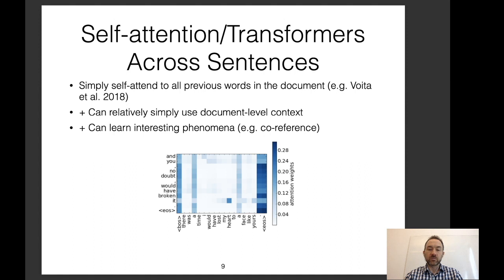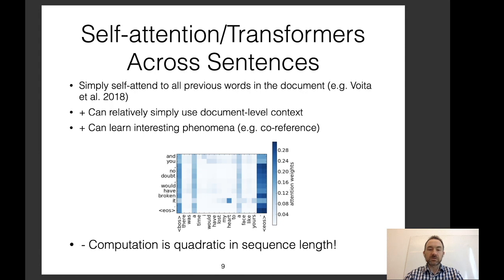And work such as Voita et al. 2018 has shown that this actually does learn interesting correspondences. So for example, in the sentence "there was a time when I would have lost my heart to a face like yours, and you no doubt would have broken it," you can see that at the word "it," one of the attention heads is attending to "heart," the antecedent. So you can see that it's essentially learning to do coreference, which we'll be talking about later.